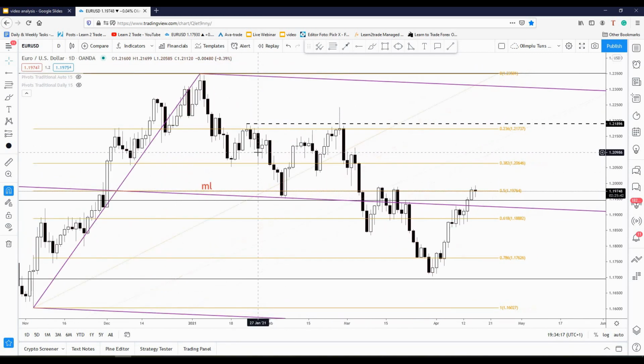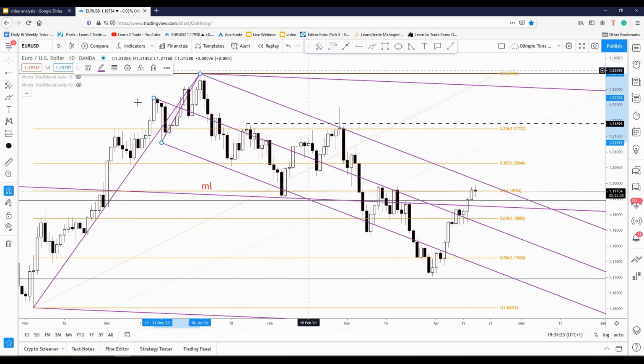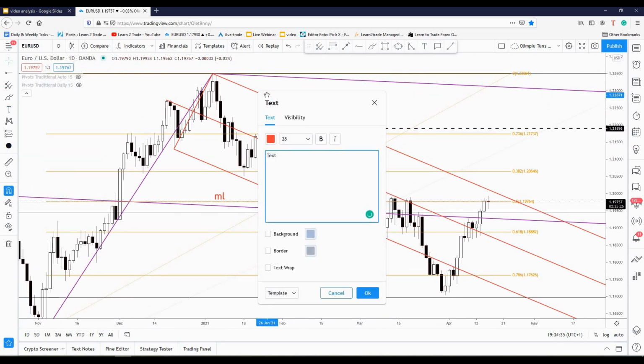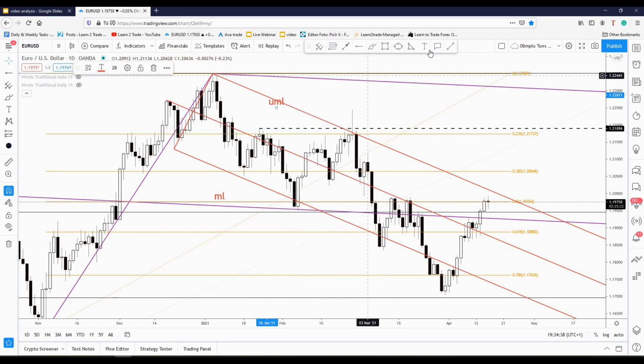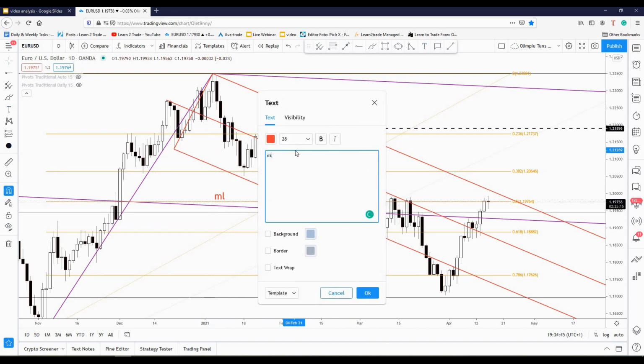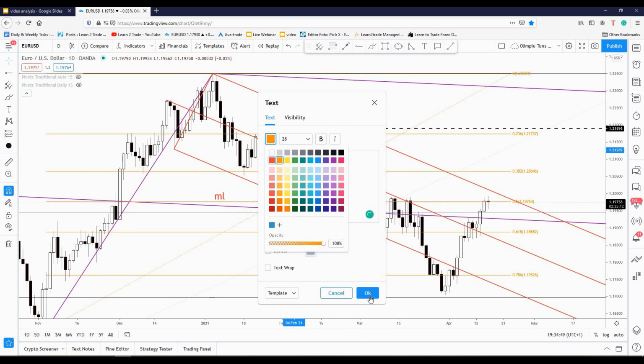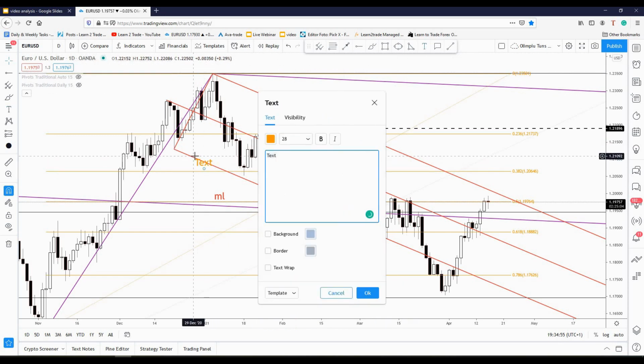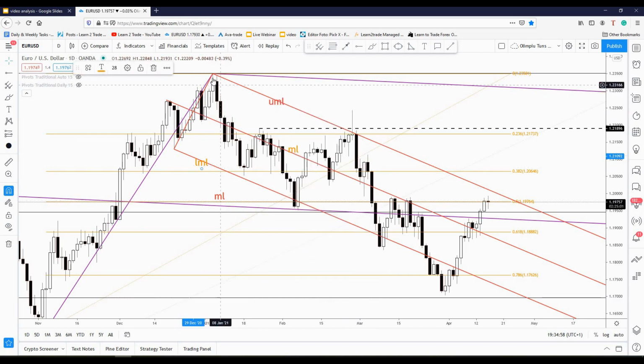And let's draw another descending pitchfork here, 1, 2, 3, a minor descending pitchfork. Let's select another color. As you can see, we have here the upper medium line of the minor descending pitchfork, the medium line of the descending pitchfork, and the lower medium line. The price decreased after retesting the upper medium line of the minor descending pitchfork and dropped right below the medium line.